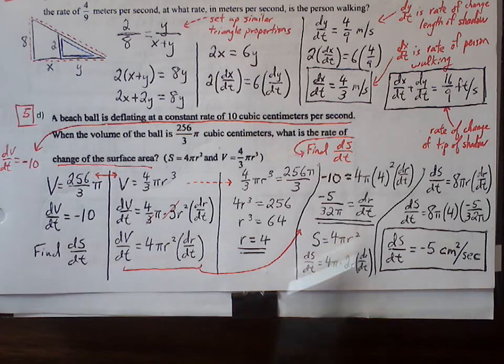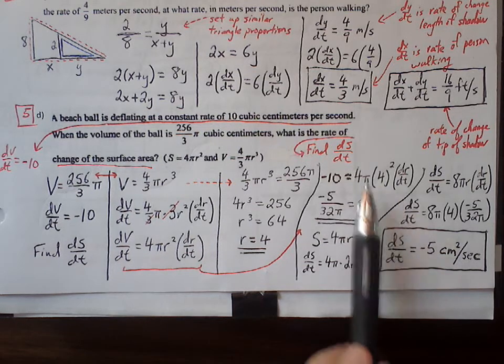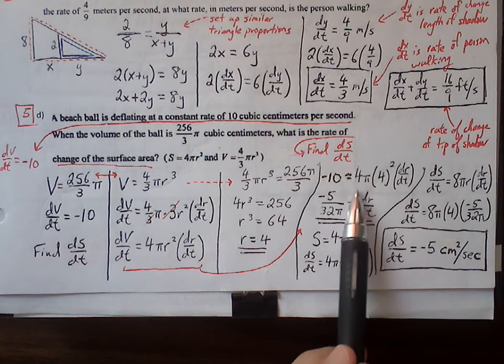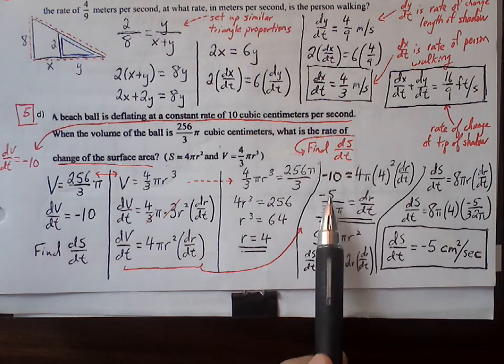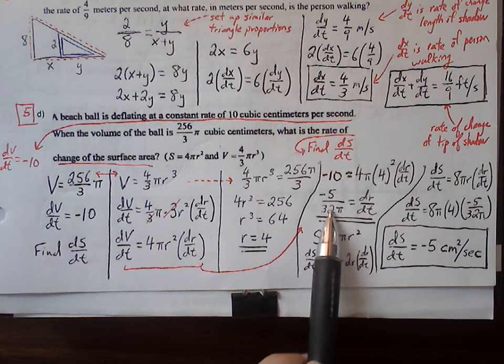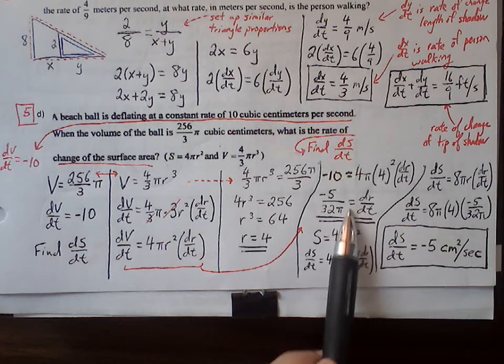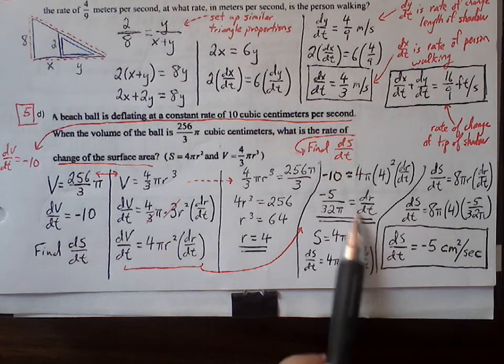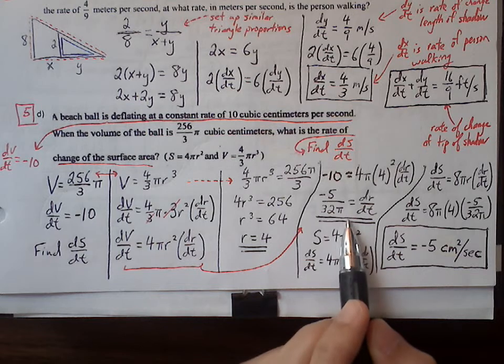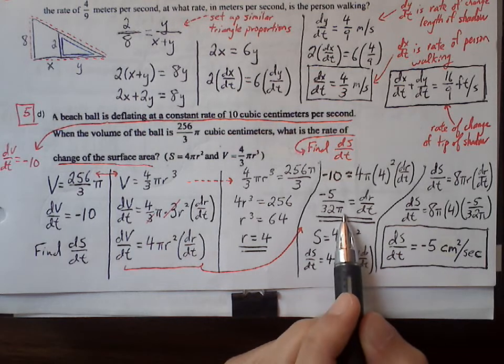So if we have r equals 4, we can plug that into our dV/dt equation, and that can help us solve for dr/dt. So I get 64π, divide that from both sides, I get negative 10 over 64, which is negative 5 over 32. The π stays in the denominator. Careful about that. So this will give me the piece that I need to help us figure out dS/dt.